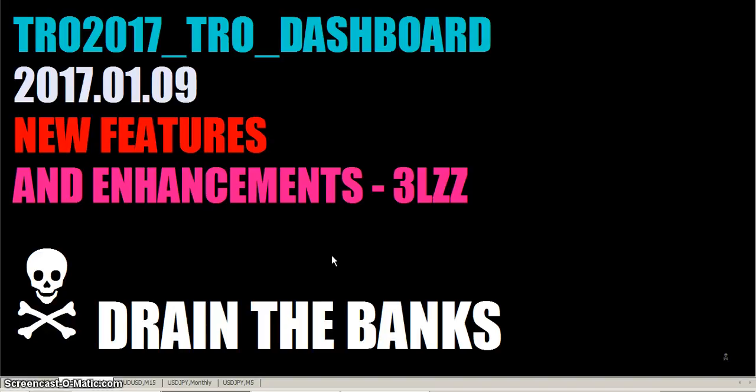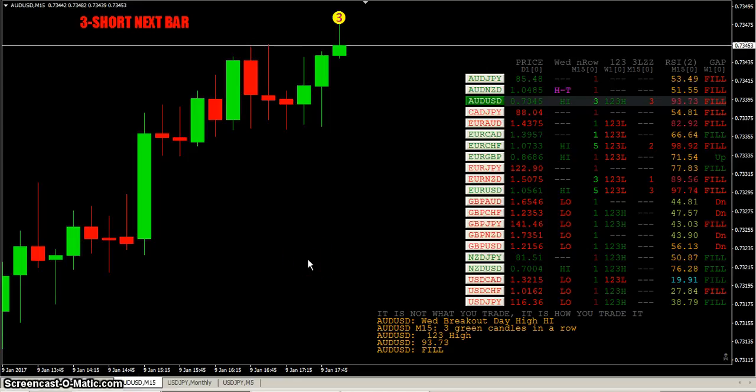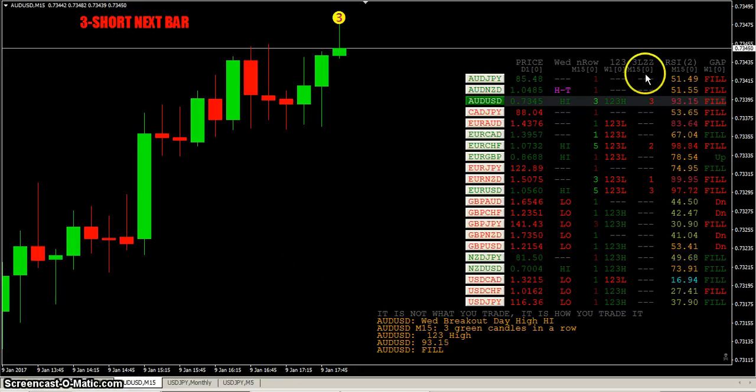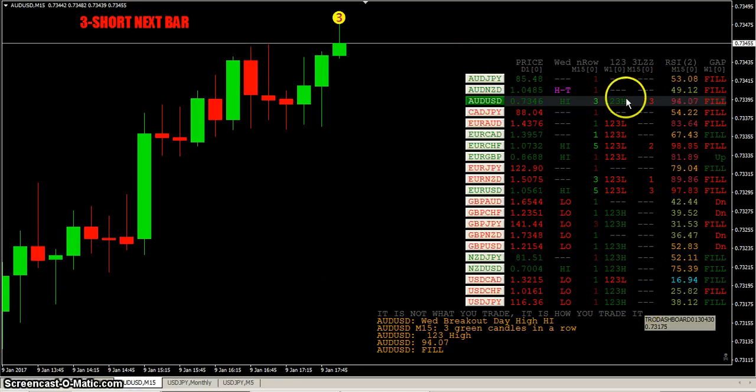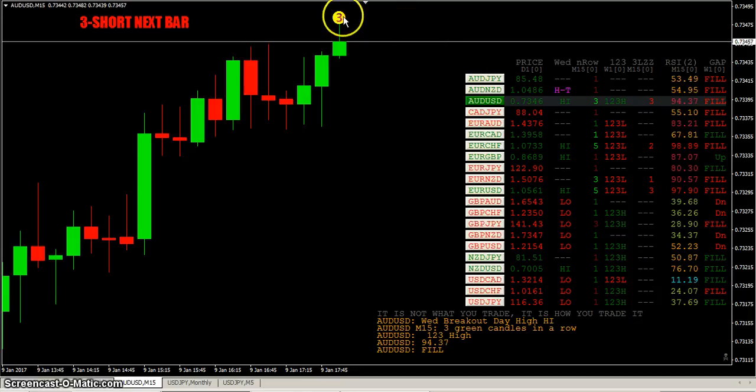Yesterday, I did a video on the dashboard, new features and enhancements. And one of the columns or functions, I think I should start calling it a function from now on because it's not column dependent, was the three-level ZZ function. So let's just take a look at it here. We put it in this column, and you can see here the AUD USD, Australian dollar, US dollar, has a big three ball.